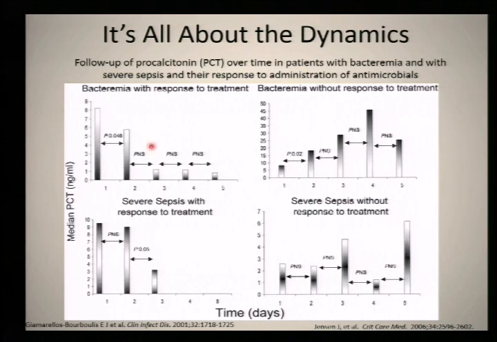And here in panel A, you can see people with bacteremia responded to therapy, got better, and procalcitonin dropped rapidly. Similar in severe sepsis: as people got better, their procalcitonin dropped. Here are people who didn't respond to therapy for whatever reason, and the procalcitonin didn't get better either. It mimicked physiologically what's going on.